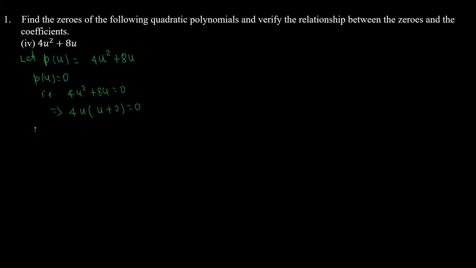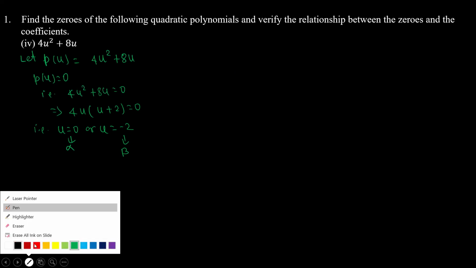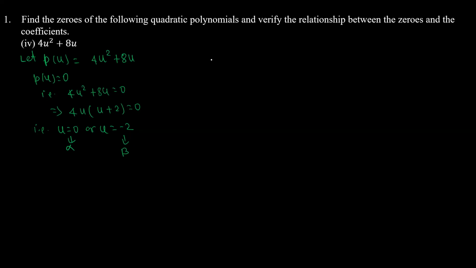So finally, here what we'll have? Either u equal to 0 or u equal to minus 2. So this one we consider as the alpha and this one we consider as the beta. Okay. Next, what we have to prove? Next, we have to prove it. Okay. So alpha plus beta.